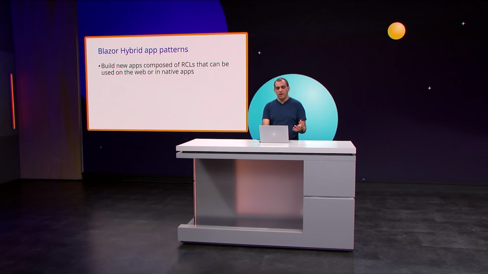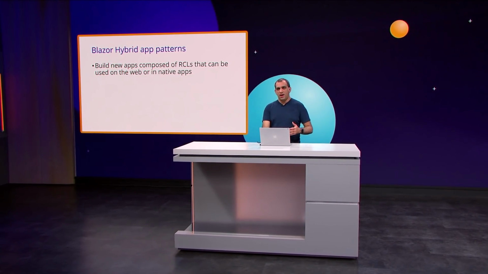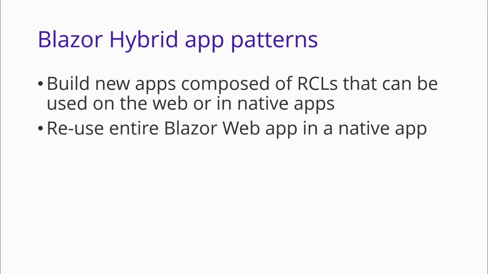Now, when you're going to build a Blazor Hybrid app, there's a few different ways I think about that. One, which I just showed, is I built a brand new app from scratch. I know and I'm planning to build my Razor class libraries so that they can be used on all these different platforms, on the web, on different native devices, small screens, large screens, and so forth. That's one way.